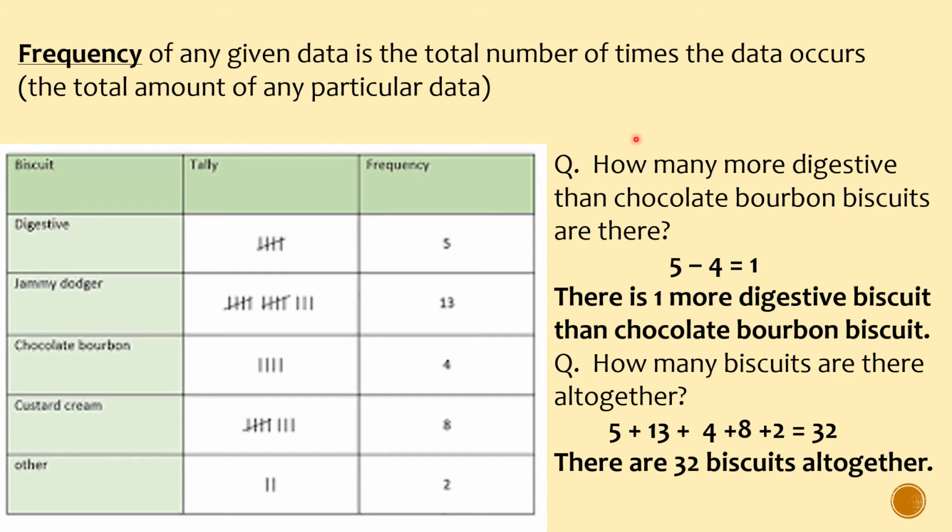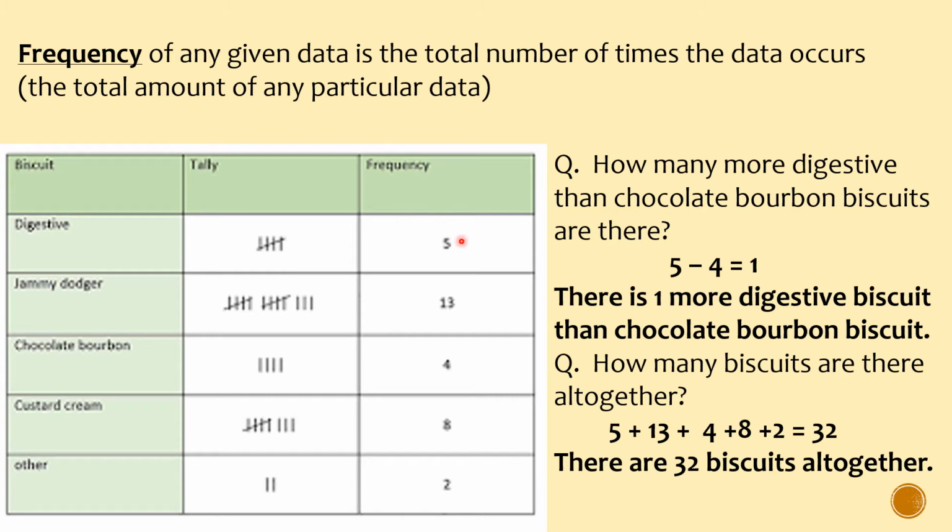Okay? How many more? Kitne zyada? How many more? How much fewer? Kitne kam? So this shows you that you are supposed to minus. You have to compare them, right? You have to compare the number of biscuits. How many more? Or if the question was how much fewer, you were supposed to minus.